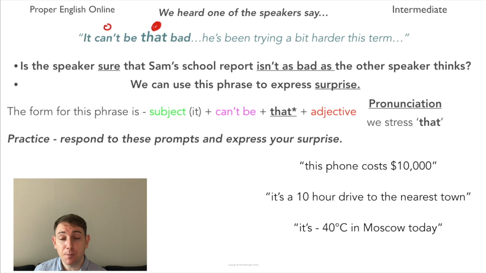And the next one, it's minus 40 degrees Celsius in Moscow today. That's so cold. It can't be that cold. Okay, guys, right. So we've learned some other phrases here to show surprise using can't. Well, let's move on now to some other things we heard in the conversation.